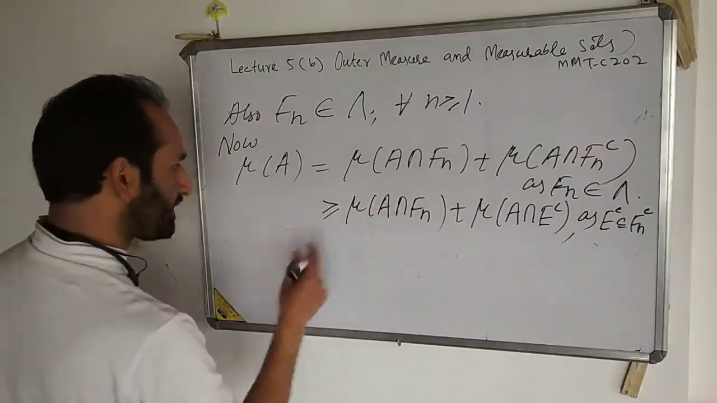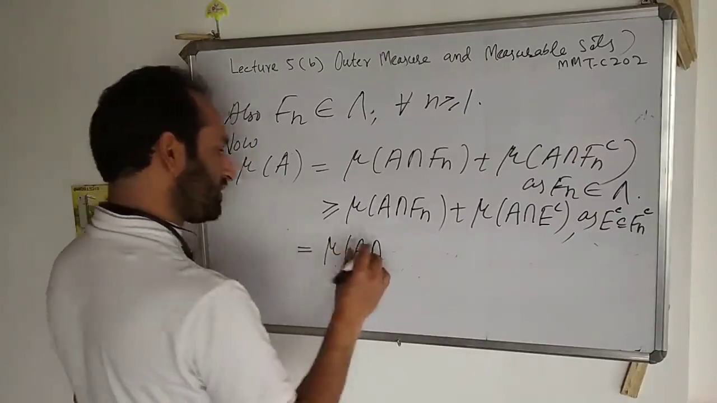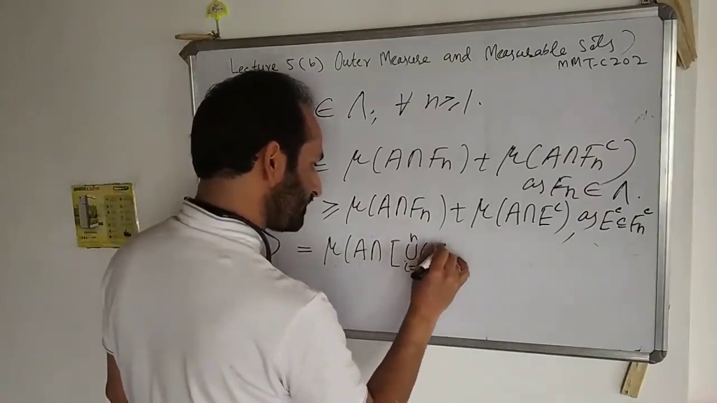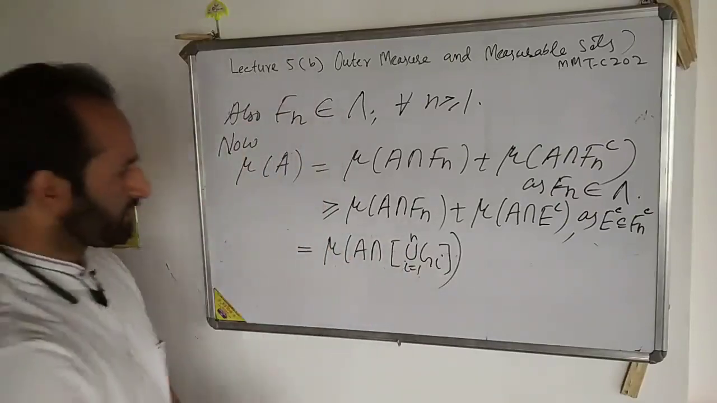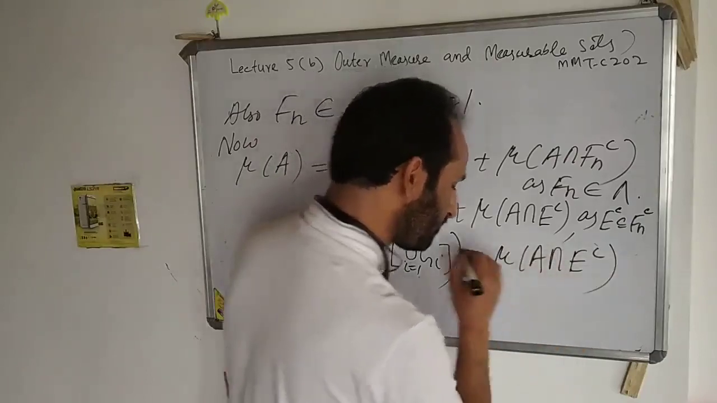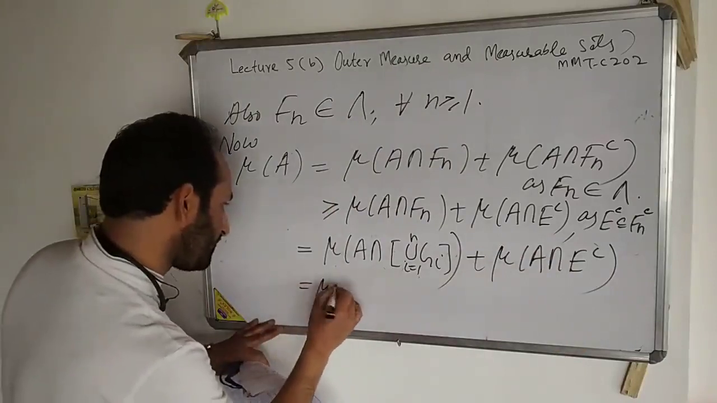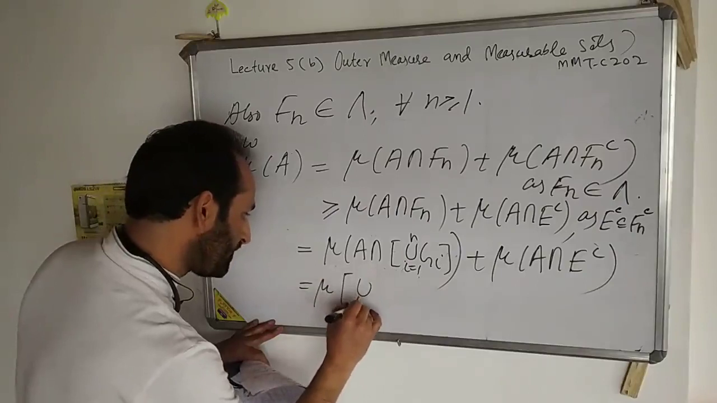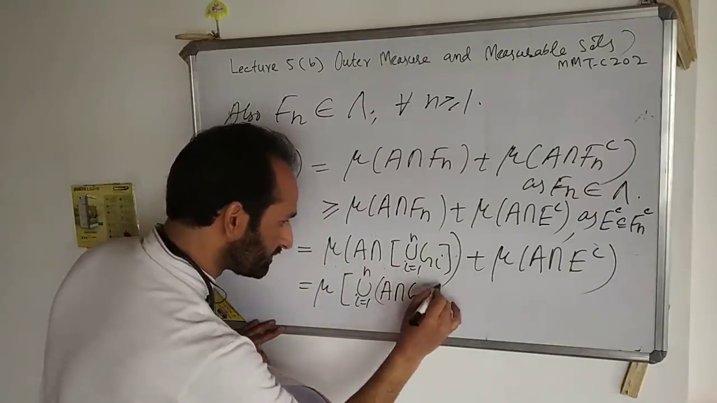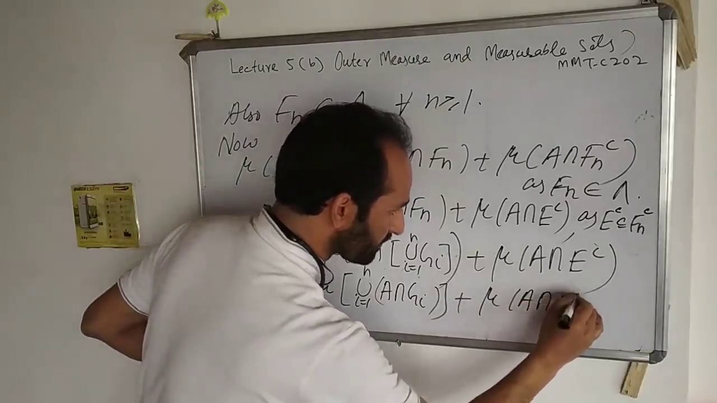Now we expand this one. It's equal to mu of A intersection Fn. What's Fn? Fn is union Gi, i runs from 1 to n, plus this one, mu of A intersection E complement. And that's equal to mu of union i runs from 1 to n of A intersection Gi plus mu of A intersection E complement.